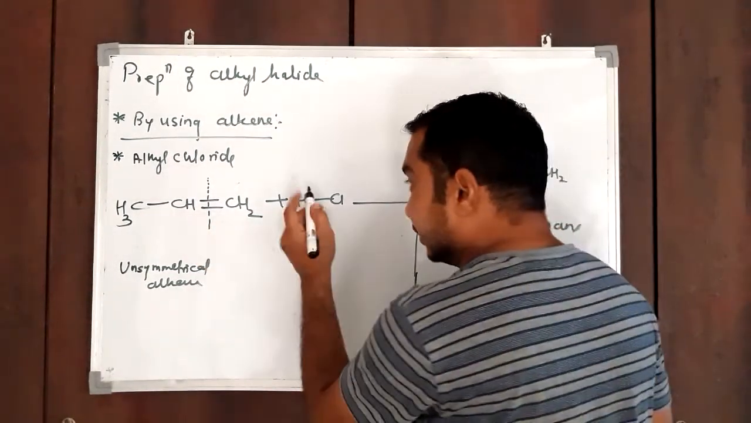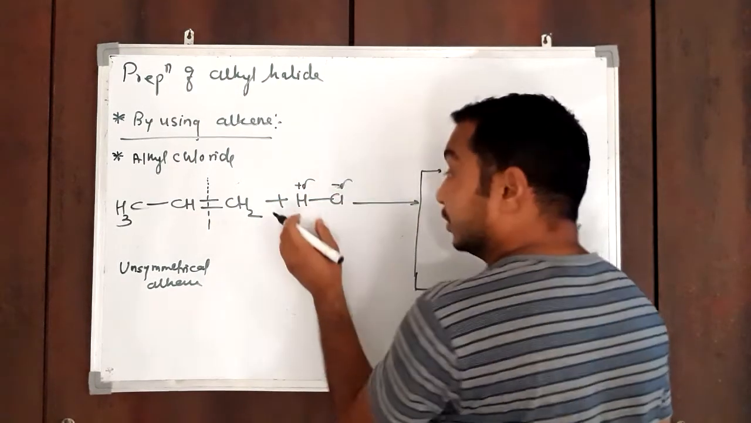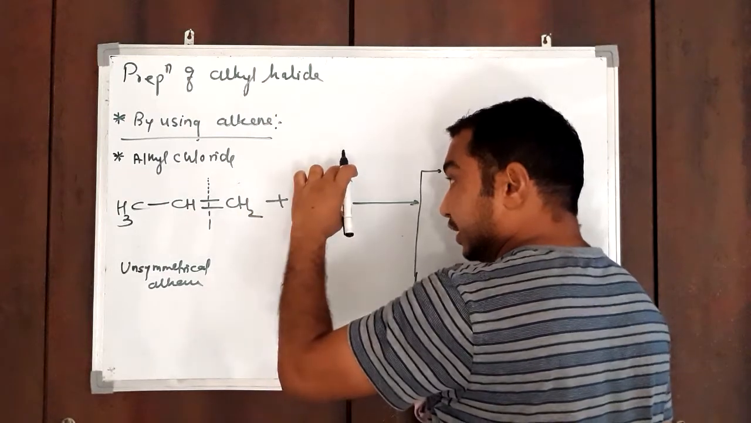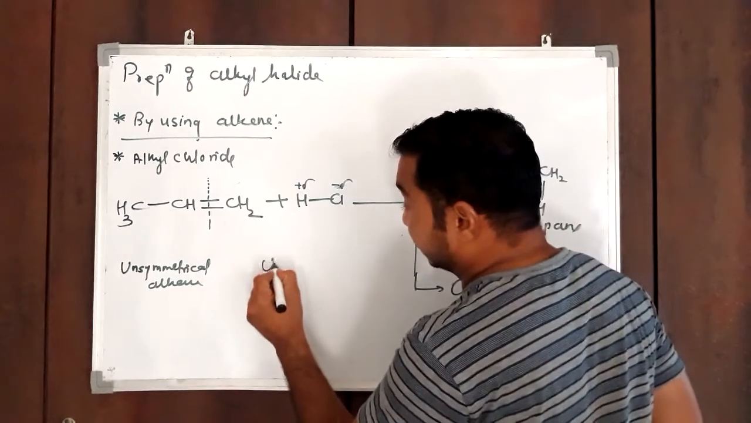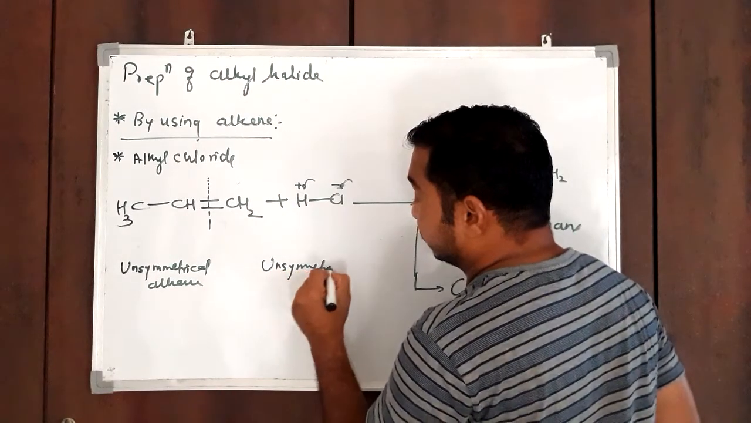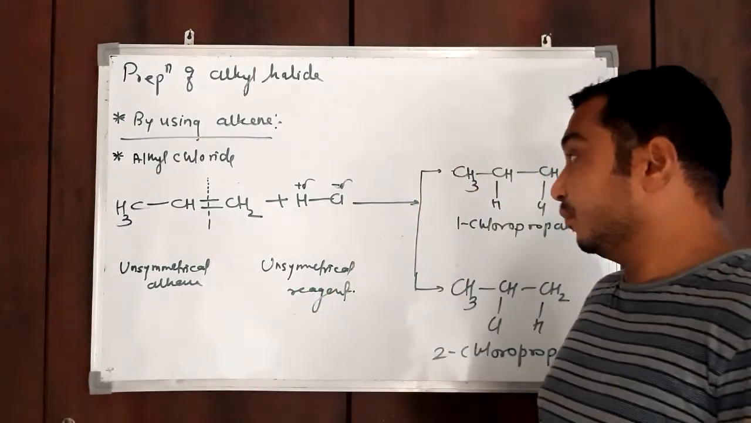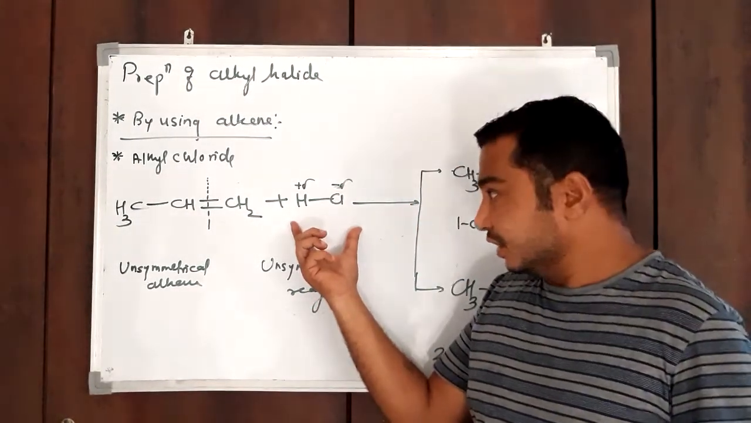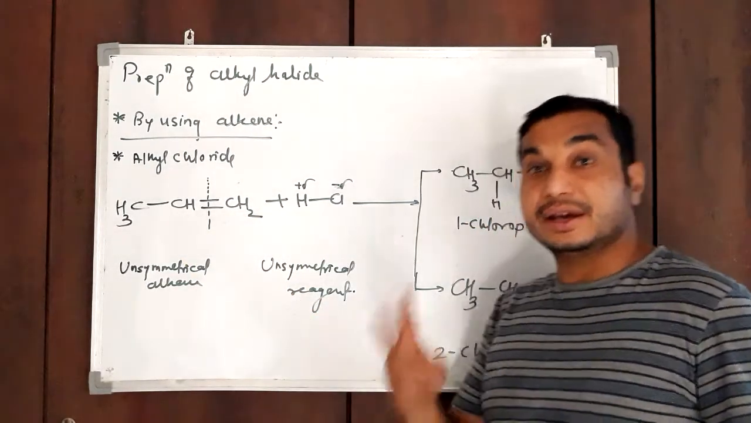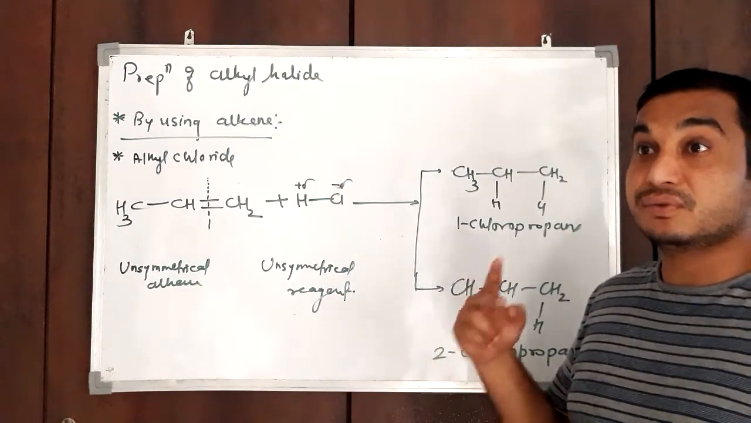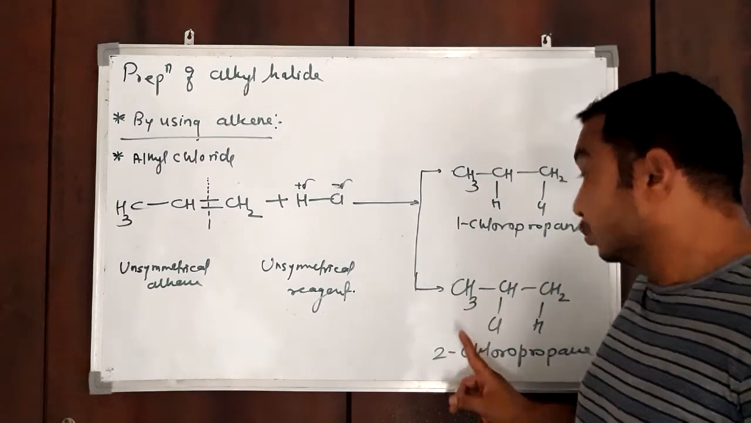This is an unsymmetrical alkene. This is also an unsymmetrical reagent. This hydrogen chloride is an unsymmetrical reagent because these two parts, the positive part and the negative part, are not identical. They are dissimilar. Therefore, it is called an unsymmetrical reagent. So in this case, when this unsymmetrical reagent, hydrogen chloride, adds to an unsymmetrical alkene, there is the possibility of more than one product being obtained, like 1-chloropropane and 2-chloropropane.